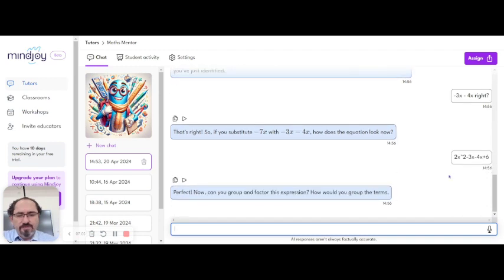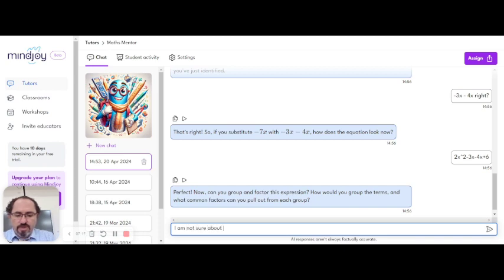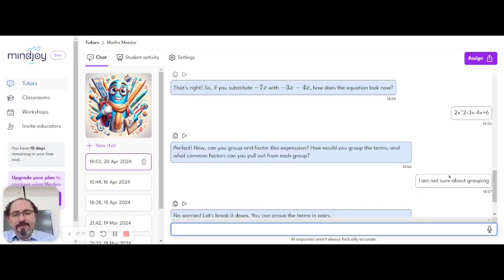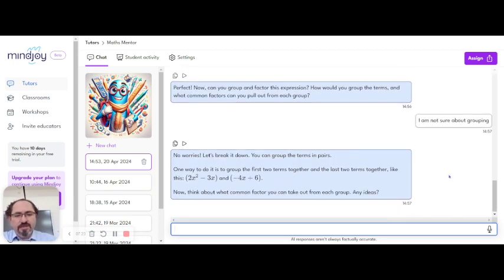Let's go on. Perfect. Now, can you group and factor this expression? I am not sure about grouping. Let's push this a little bit. All right. No worries. Let's break it down. You can group the terms in pairs. Perfect. One way to do is to group the first two terms together and the last two terms together. Exactly. So think about what common factor you can take out from each group.